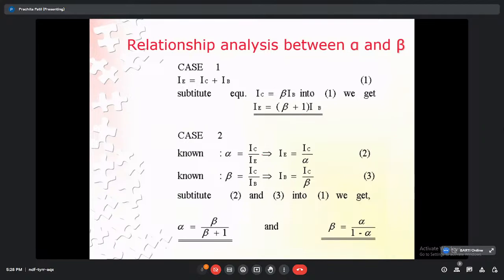So here alpha is known to us, beta is known to us. From that, IE and IB we have calculated. And from that, we can have the relationship: alpha is equal to beta upon beta plus 1, and beta is equal to alpha upon 1 minus alpha. So these are the two relationships between the common emitter and the common base configurations.